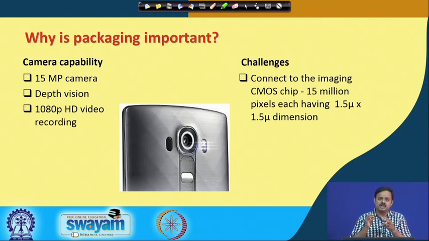And all this goes into a small socket on the back side of your cell phone and has to communicate with the front display and to the graphics card, so that a high definition picture or a video is recorded and stored. So, the connect to the imaging CMOS chip. What is CMOS? MOS is metal oxide semiconductor with 15 million pixels, each having a dimension of 1.5 microns by 1.5 microns. So, just appreciate the dimensions, the accuracy and the tolerances we are talking about here.